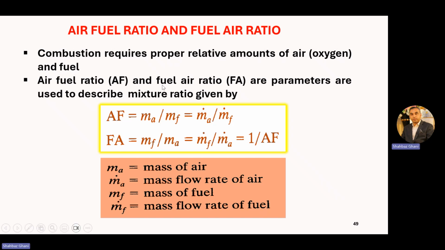Air fuel ratio and fuel air ratio are parameters used to describe the mixture ratio. Air fuel ratio is the mass of air divided by the mass of fuel, or the mass flow rate of air divided by the mass flow rate of fuel. Whereas fuel air ratio is the mass of fuel divided by the mass of air, or the mass flow rate of fuel divided by the mass flow rate of air, or FA is equal to 1 over AF.